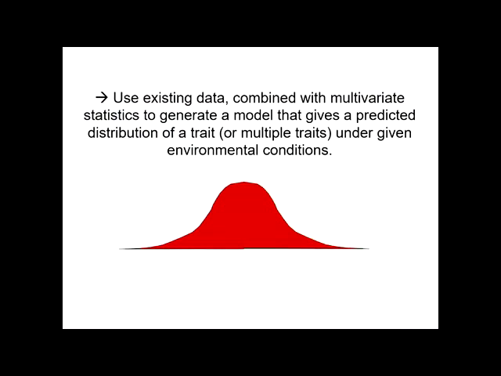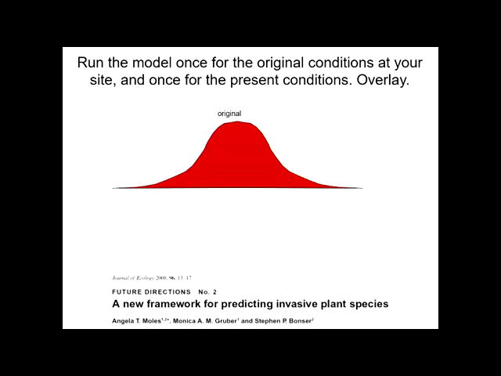And this is quite close to some of the stuff that Daniel Laughlin said this morning, that basically we can use those existing data, use some clever multivariate statistics to generate a model that gives us a predicted distribution of a trait under given environmental conditions. Then what we can do is run that model once for the original conditions and then run it again for the present conditions. Because often we're looking at sites where there's something different, be that climate change or increased disturbance regimes or decreased burning frequencies, increased nutrients, that sort of thing.